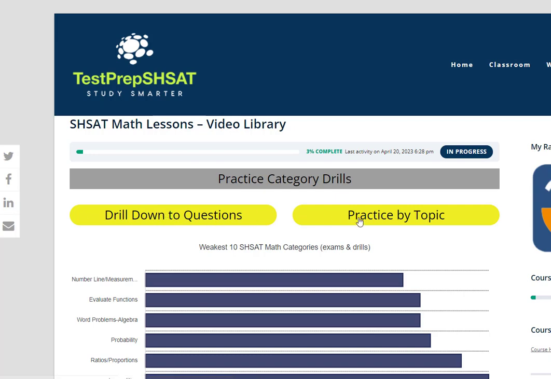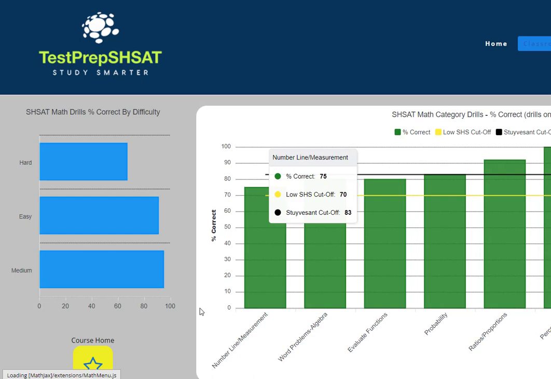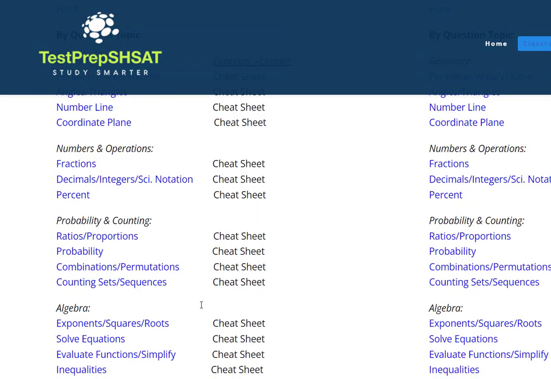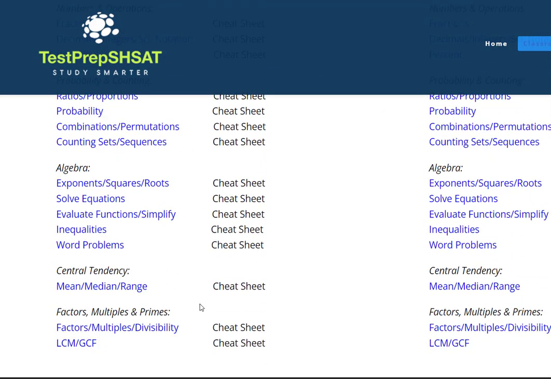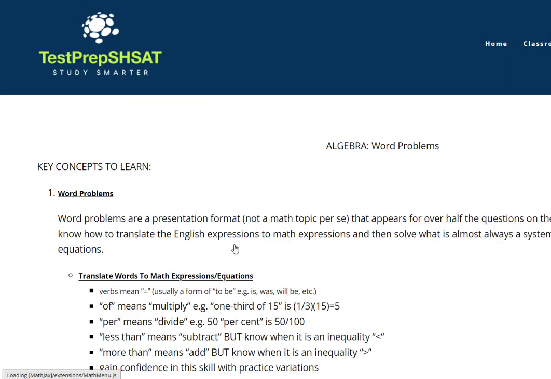So let's go back to practicing by topic. And I'm back to my category drills page for math. Let's go down to the word problems. Note the cheat sheet. Let's see what the cheat sheet is. Well, it's essentially if you had known the topic and you wanted to create a cheat sheet of things I need to know for the test, this would be it. What in word problems do you need to do? What skill sets do you have to have?